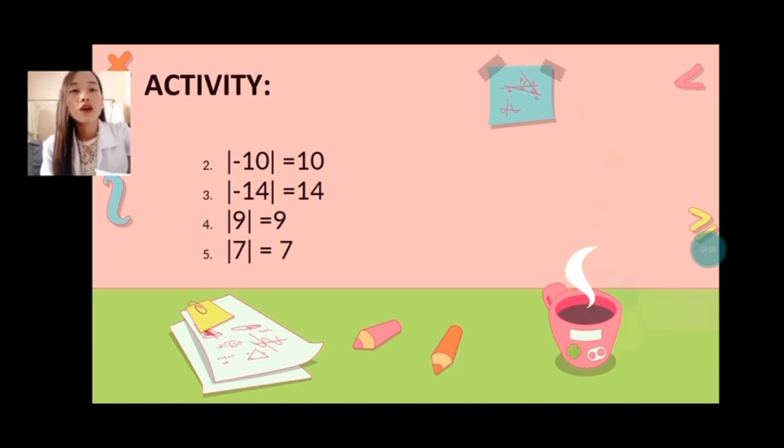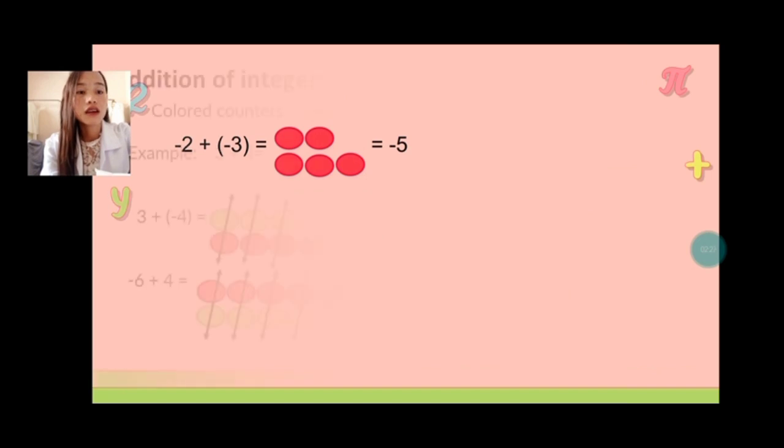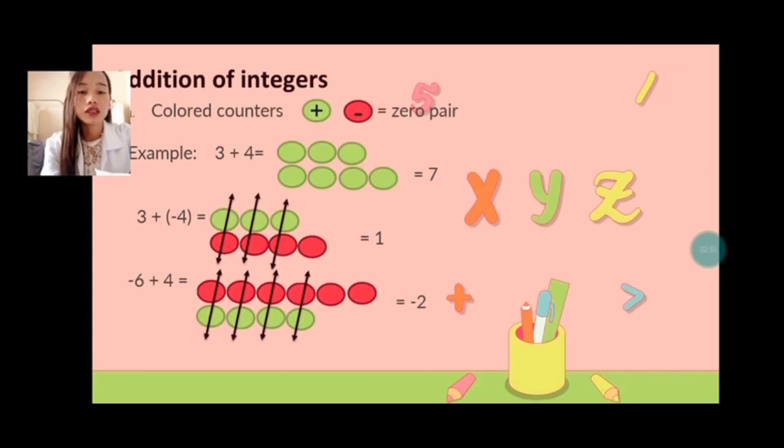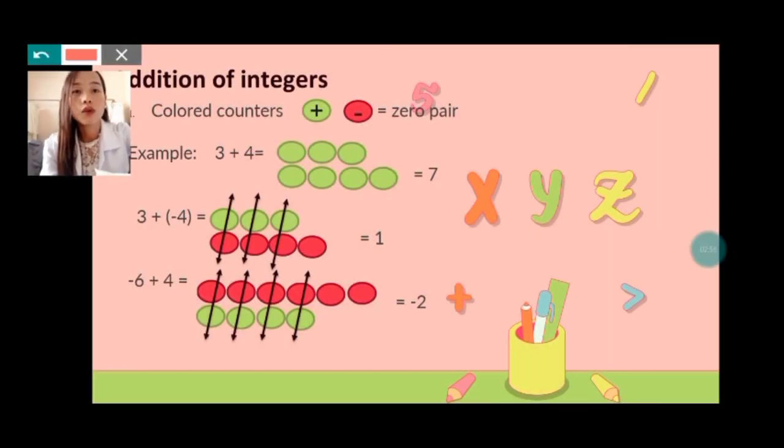So let's go on to our discussion. How to add integers? We can now use colored counters. Colored counters are representations or models that we can use to represent our positive and negative signs. Let's represent a positive integer as the color green, and the negative integer as the color red.